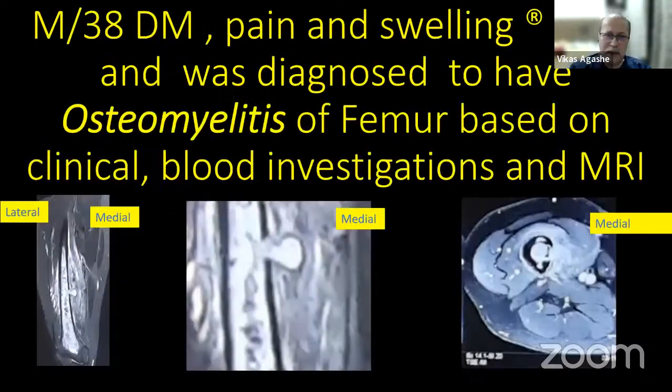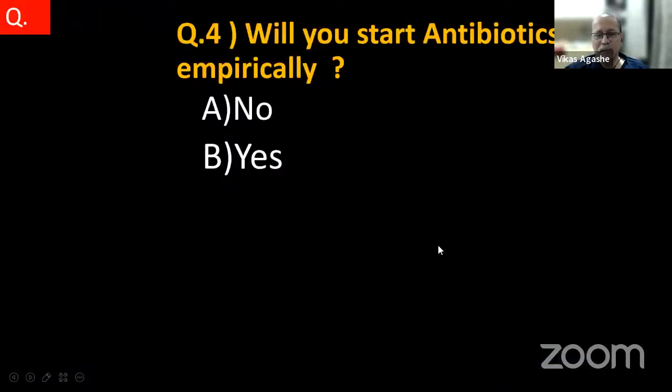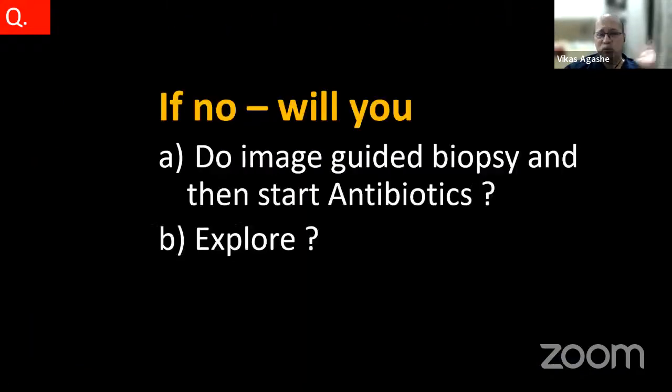Okay, so a similar patient had pain and swelling of the thigh, same location. That's why I've chosen this case. And you can see that's the axial section, that's the medial cortex. There is a collection on the medial and posterior cortex, right? So will you start antibiotics empirically? No, we have already discussed that. Would you do an image guided biopsy or explore? No, we have already discussed that.